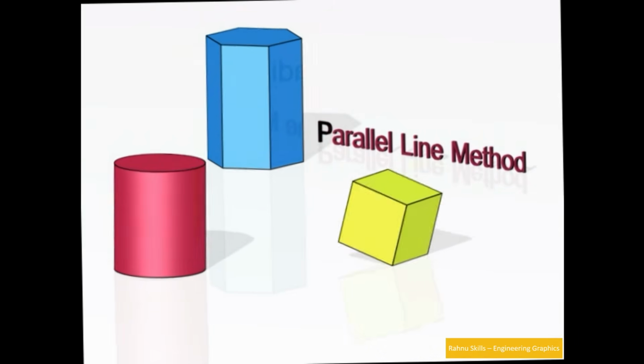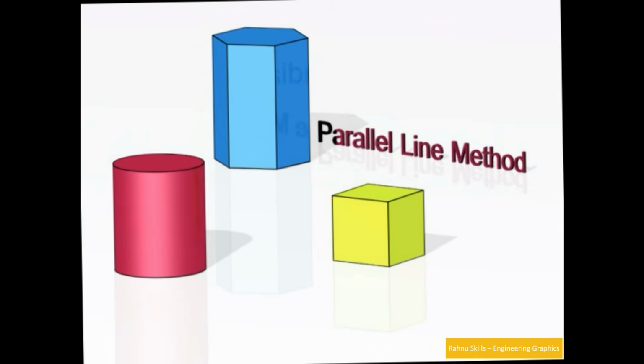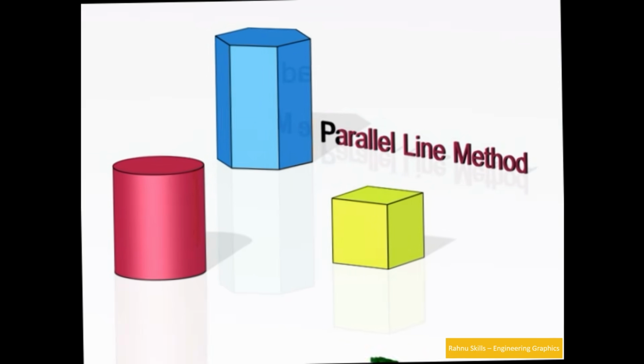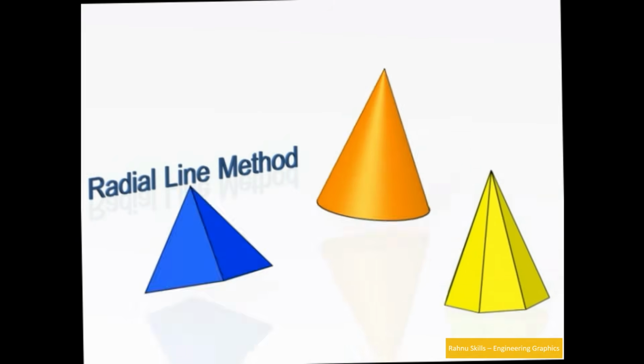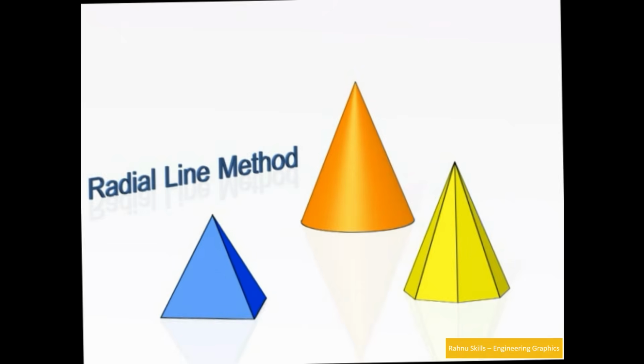So the parallel line method, I told you, is the method with which we can develop a cylinder, prism, or cube, where the face edges are parallel to each other. In the radial line method we develop a pyramid and cone. It might have any shape of pyramid, square, pentagon, hexagon, whatever, but it should have an apex. These types of solids we develop with the radial line method, because it has an apex, and moreover all the face edges are radial to the apex.